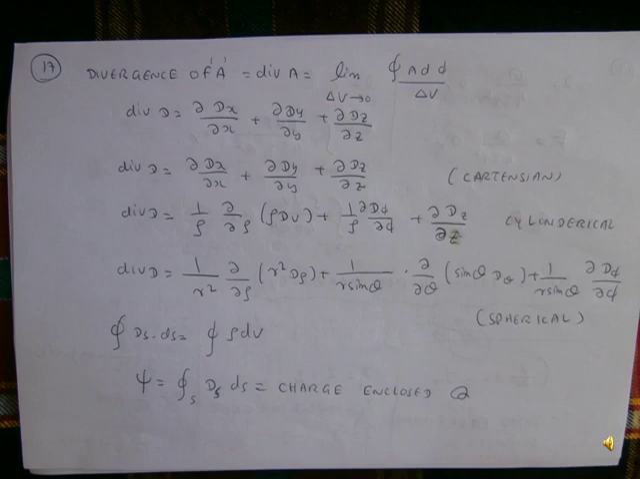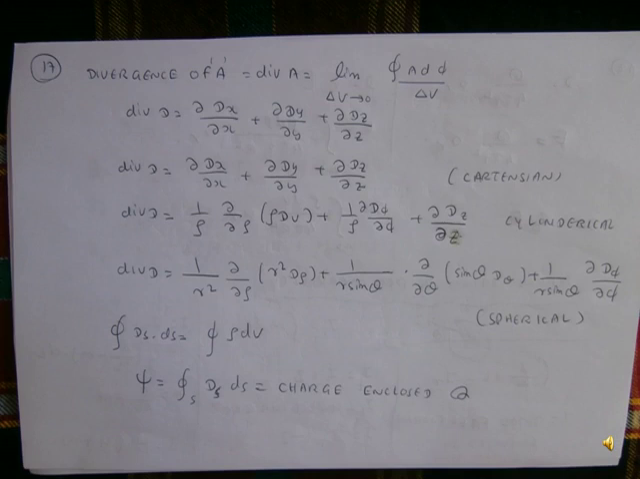In this case, the surface integral of D dot dS is equal to the volume integral of rho dv. Our psi, the surface integral of D dot dS, is equal to the charge enclosed, Q. So those are the relationships for divergence of A, B, and D for the Cartesian, cylindrical and spherical coordinates, and also the charge enclosed Q.